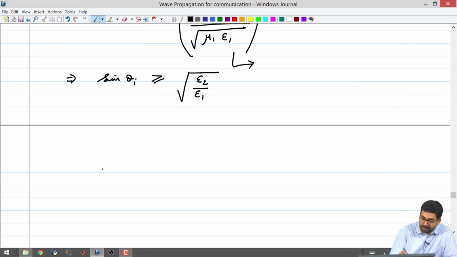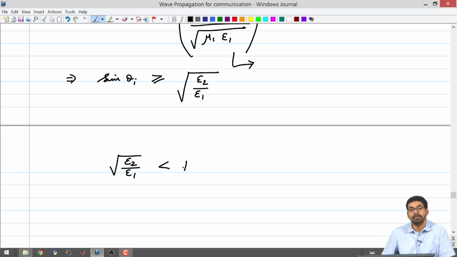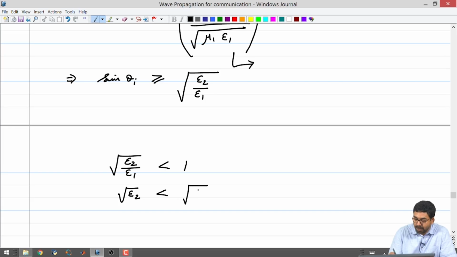I am not going to make it equal to 1. Equal to 1 means that you are just having the same material on two sides, the interface no longer exists. So, the only case where you have two different media and the interface still exists is not having that equality. So, square root of epsilon 2 by epsilon 1 has to be less than 1, which means that square root of epsilon 2 has to be less than square root of epsilon 1.